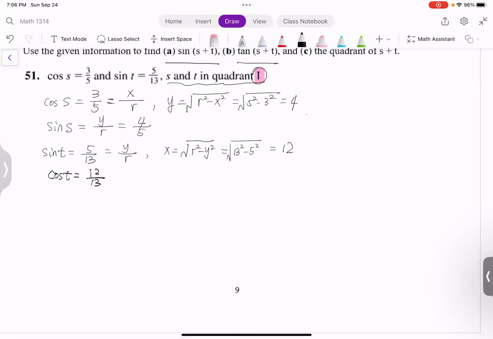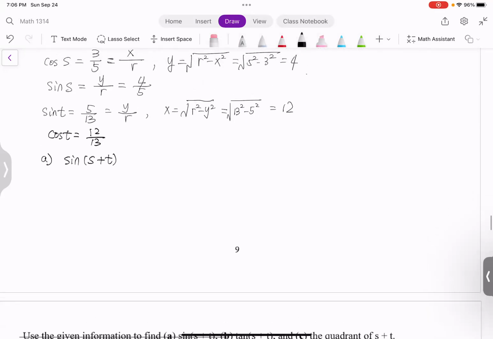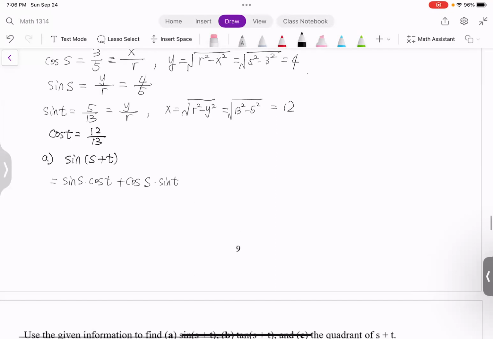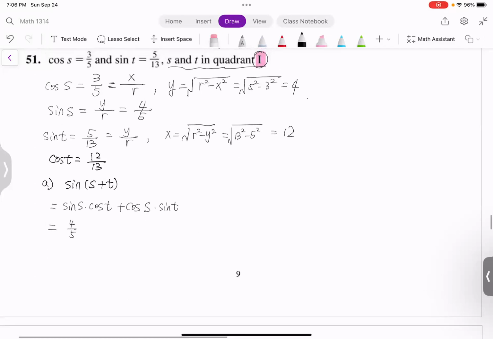And let's find part a. The a says, looking for sine of s plus t. So let's find what sine of s plus t is. This is sine s times cosine t plus cosine s times sine t. What is sine s? 4 over 5. What is cosine t? That's 12 over 13. We have found it here.